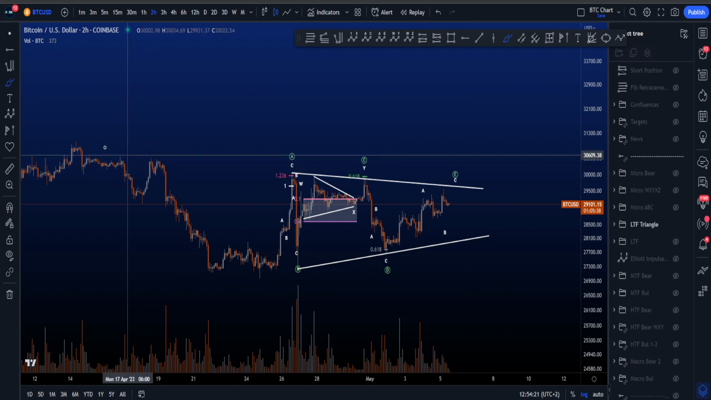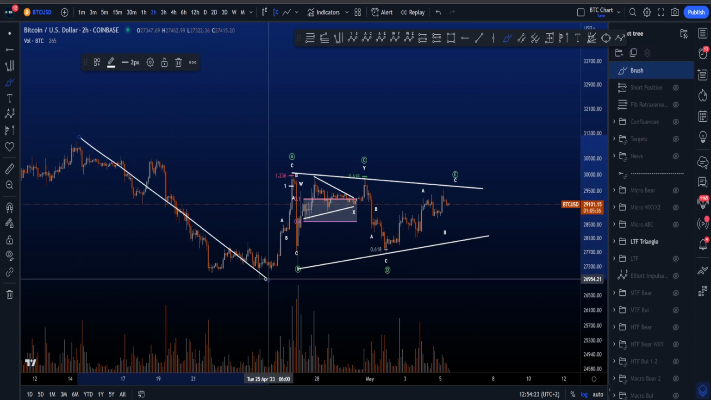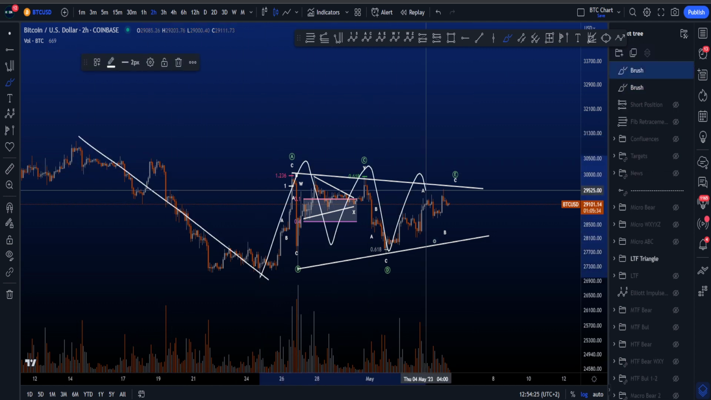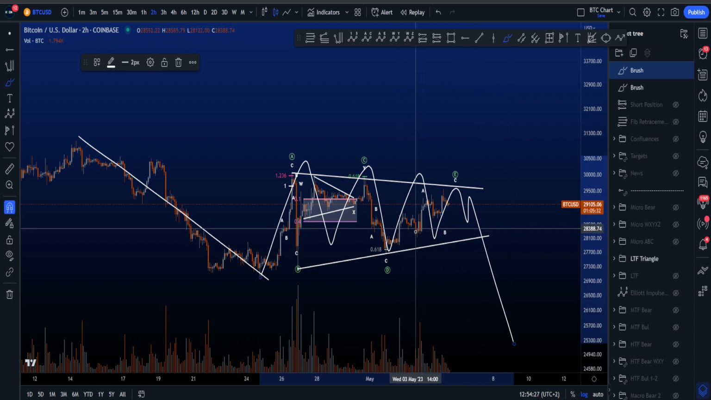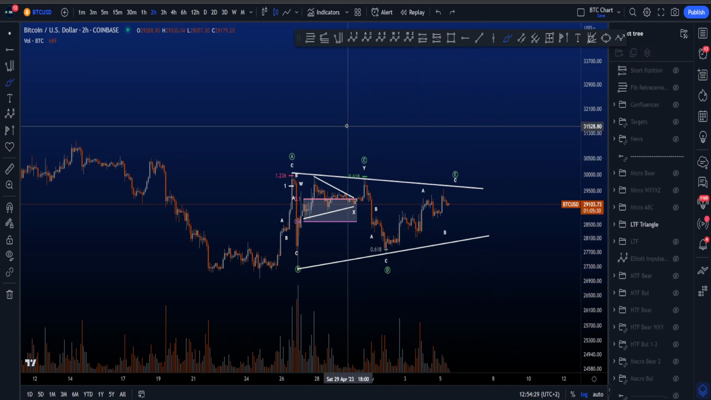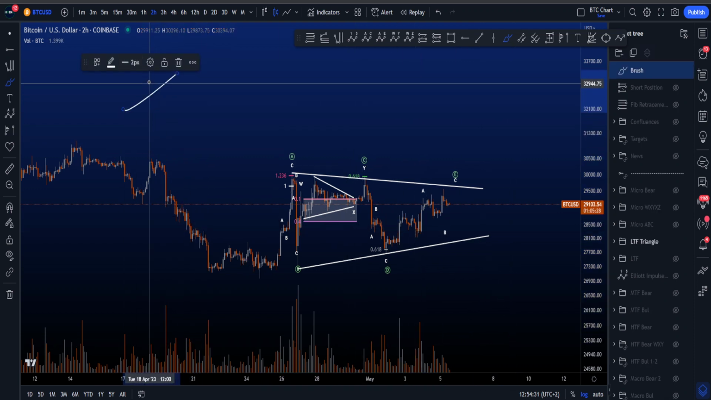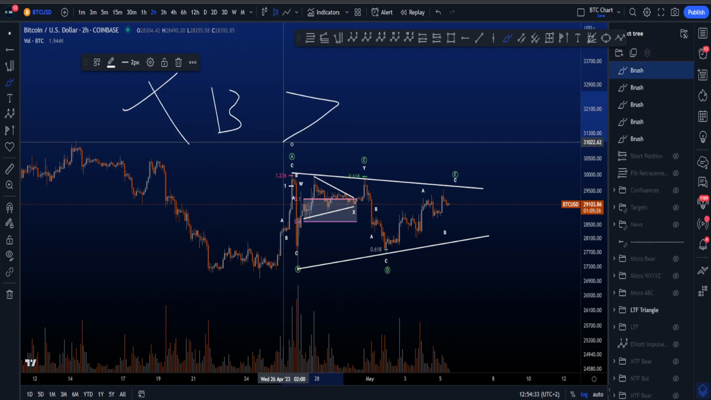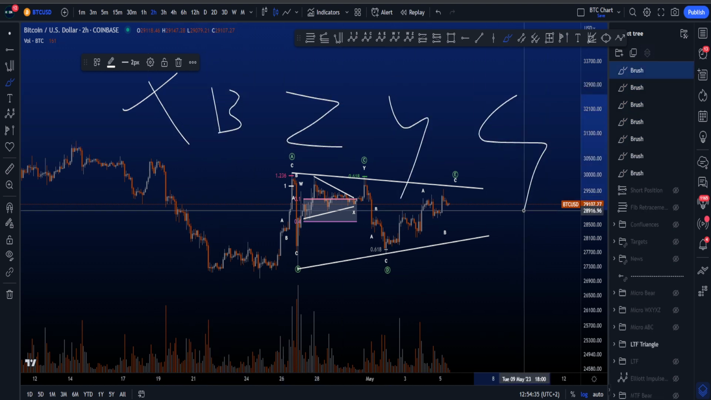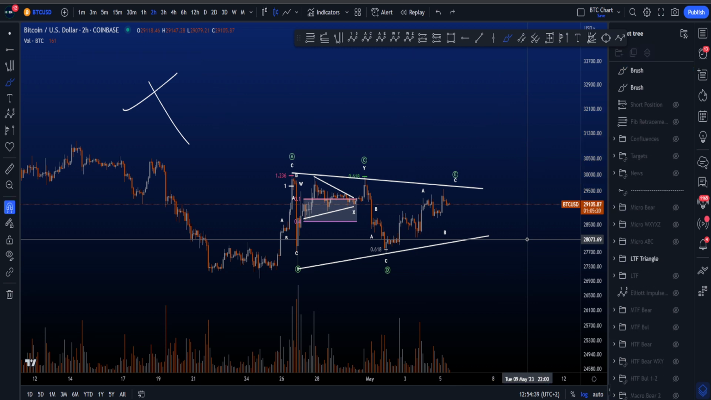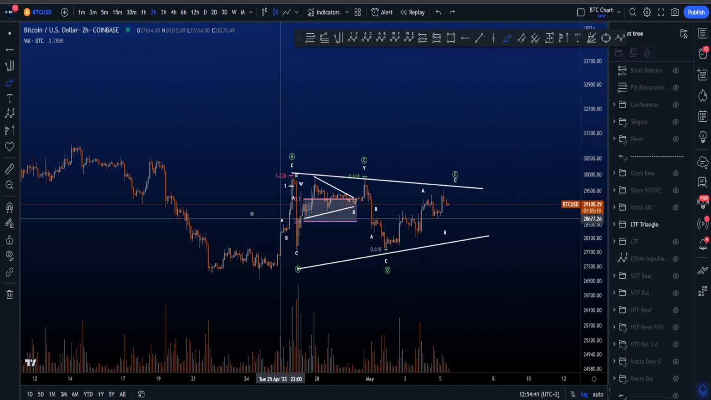Now in this scenario, this is then a wave A or W to the downside, followed by a B or X triangle before continuation. So a triangle can only exist in a wave X, in a wave B, in a wave Z, in a wave Y, or in a wave 4. These are the only places in which a triangle can be formed following the Elliott Wave rules.